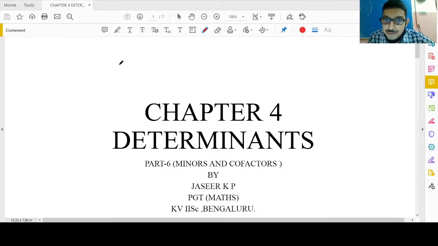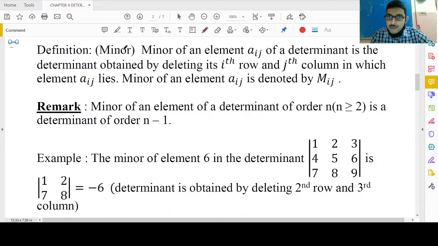Hello everyone. In this video, I'll discuss minors and cofactors of a determinant. Minor of an element aij of a determinant is the determinant obtained by deleting its ith row and jth column in which aij lies, and it is denoted by mij. That is, to find the minor of an element aij, you have to delete the ith row and jth column.